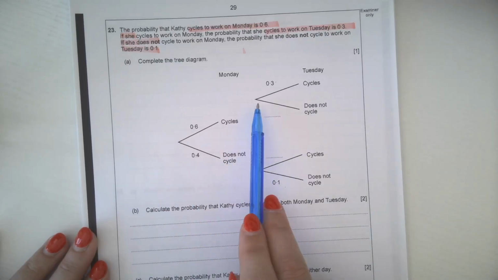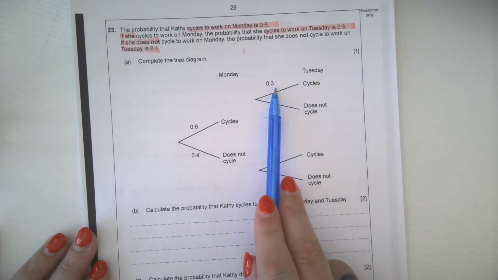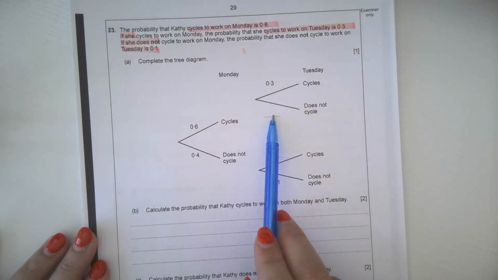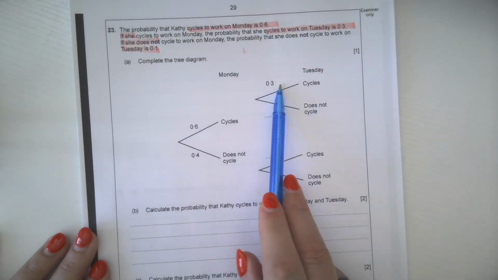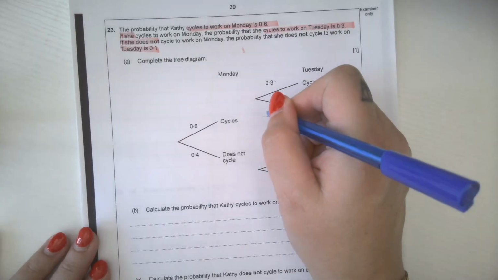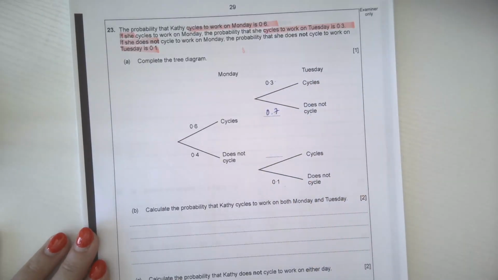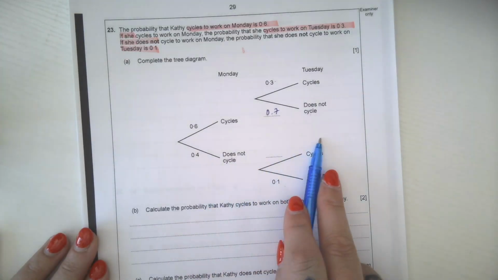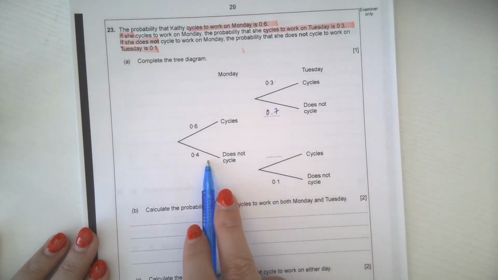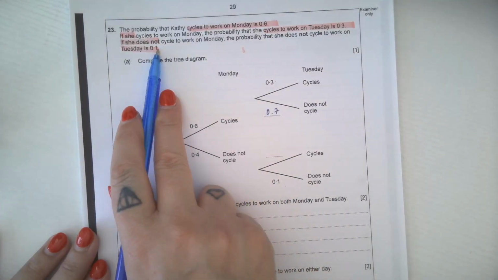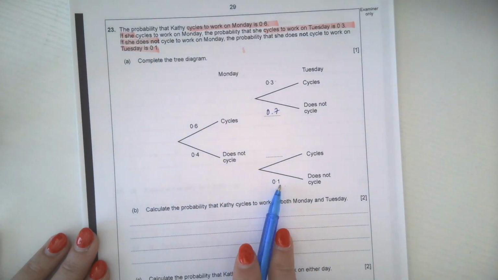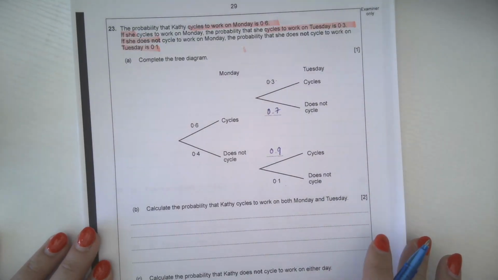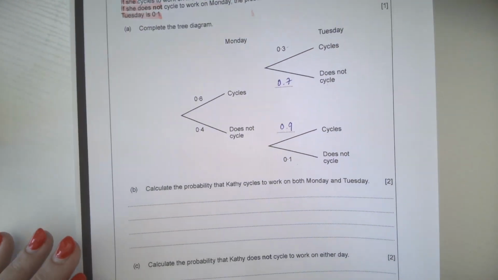Okay. The probability that she cycles to work on Tuesday, if she cycled to work on Monday, is 0.3. Probability that she does not cycle is 1 take away 0.3, which is 0.7. Okay. So if she does not cycle on Monday, the probability that she cycles on Tuesday we need to fill in, but the probability that she doesn't cycle on Tuesday is 0.1. So 1 take away 0.1 is 0.9. So that completes that branch. They have to add to 1, guys.